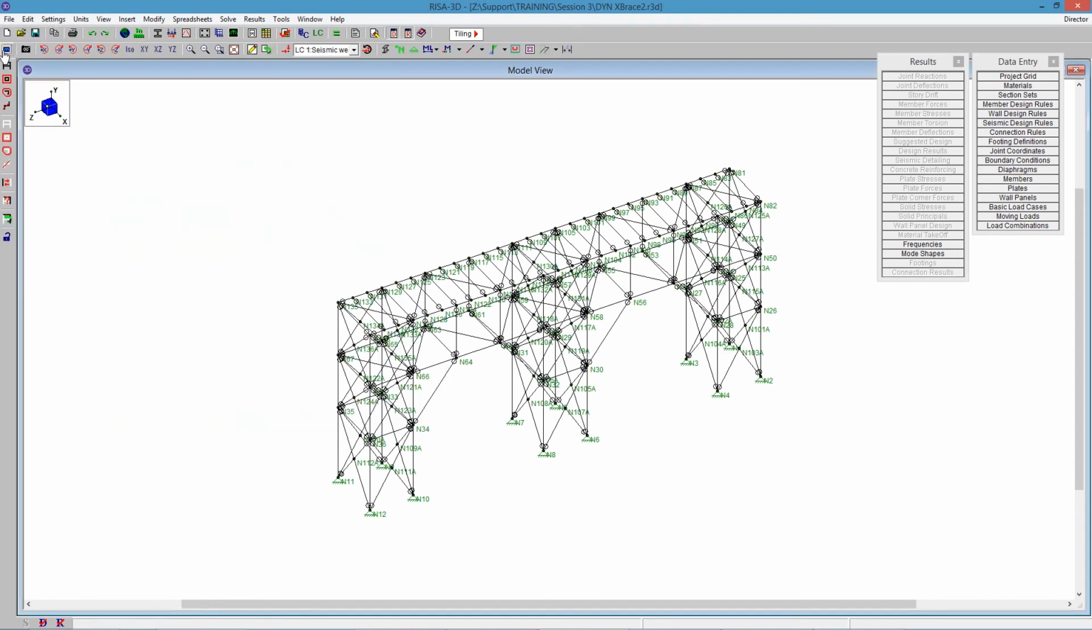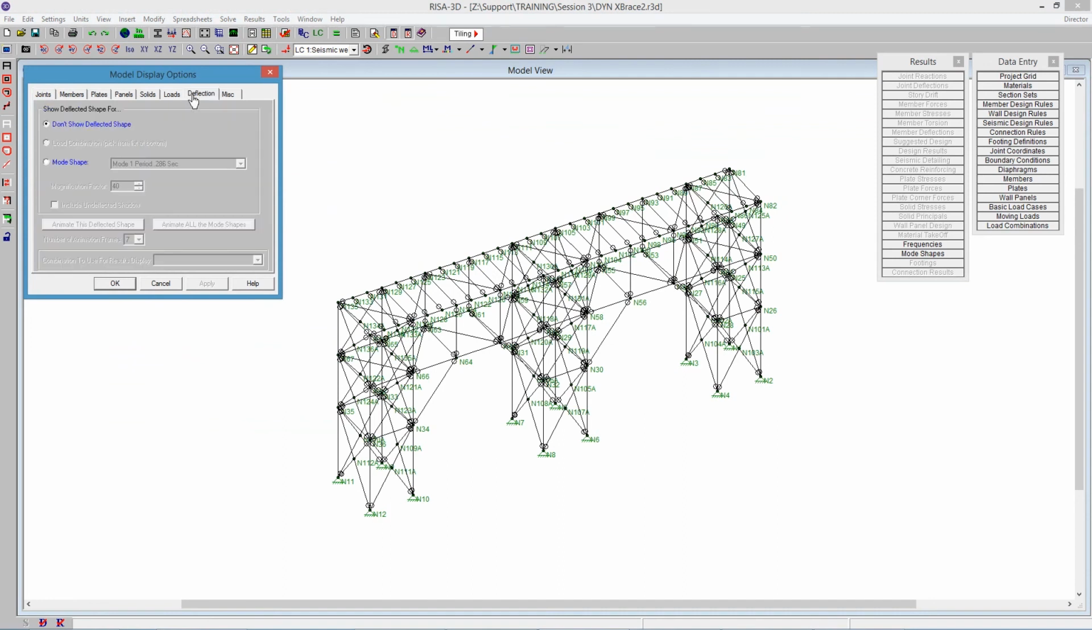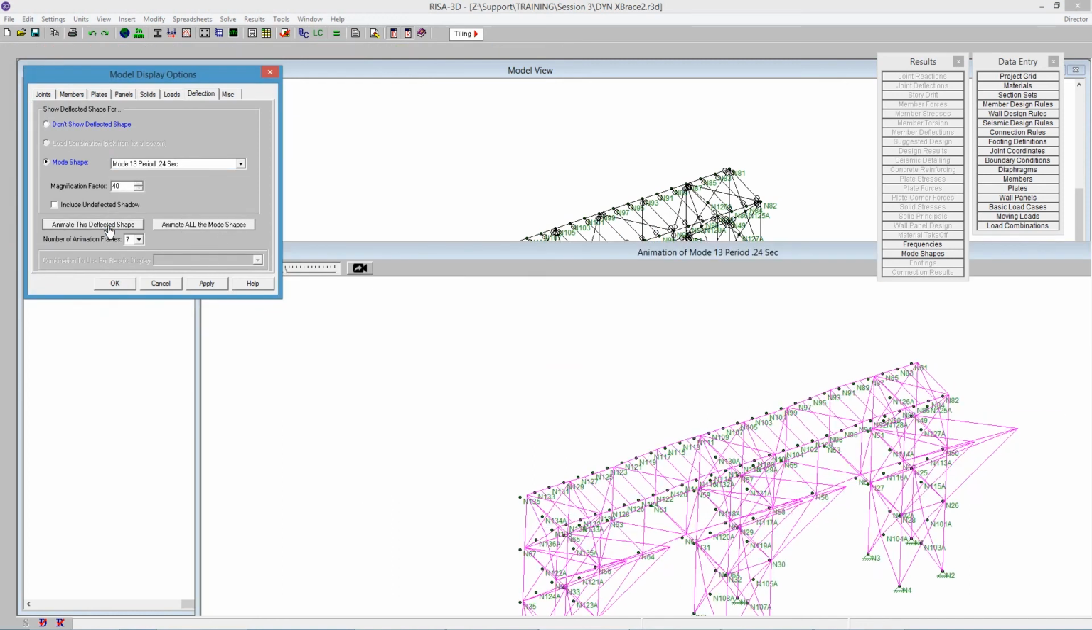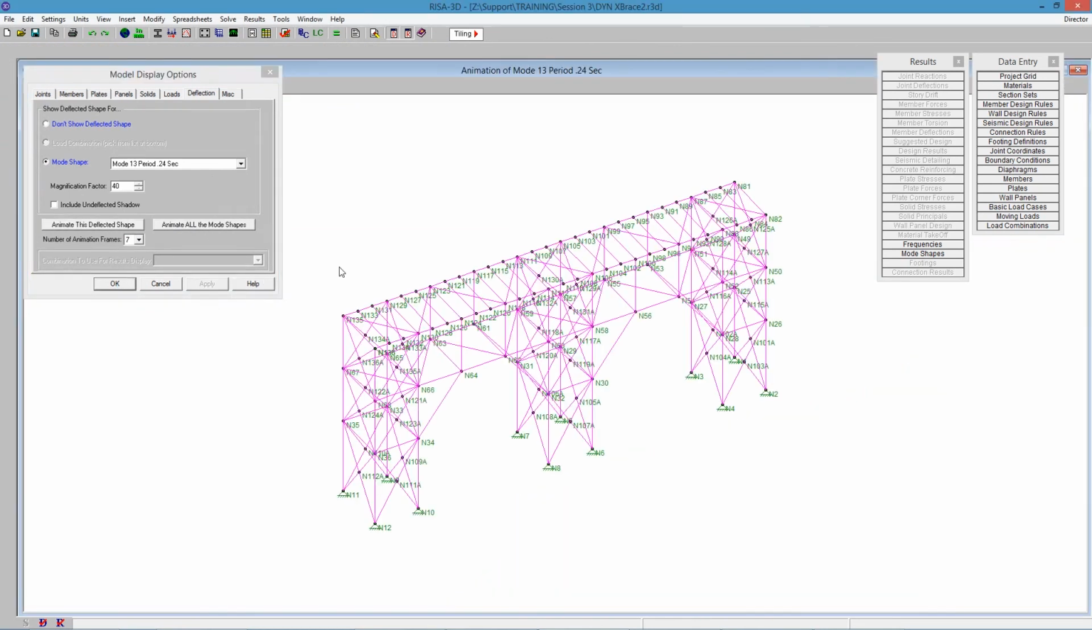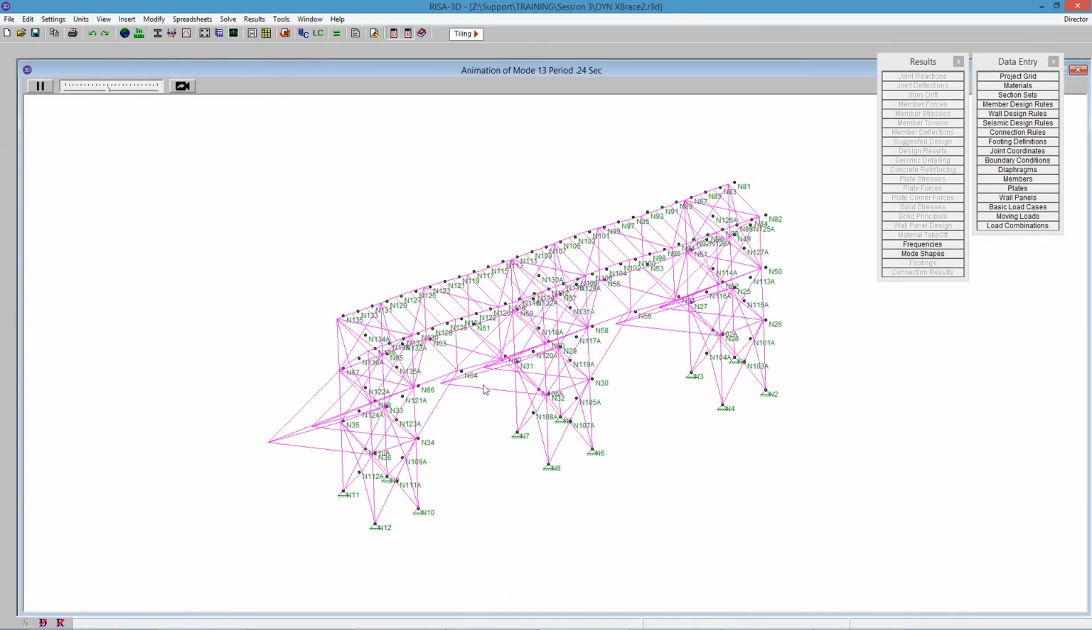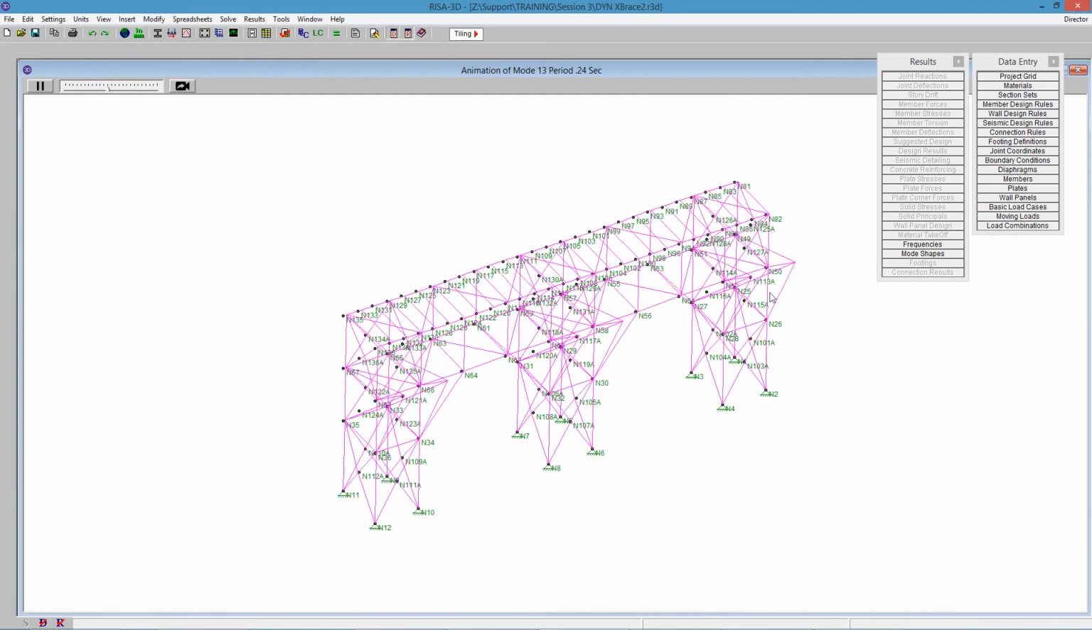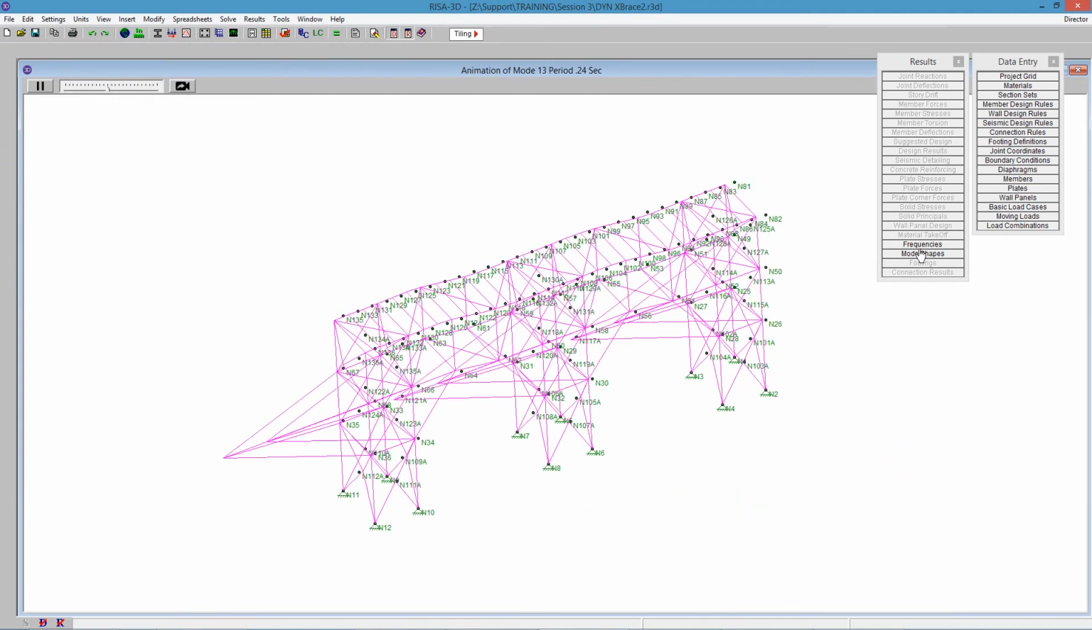So let's look at what those mode shapes look like. Looking at your deflected mode shapes can help us understand what's going on in there. So let's look at 13, for example, and let's animate the shape. If we say OK, we can see it really looks like that mode shape is very local. That's happening on our 13 mode shape there.